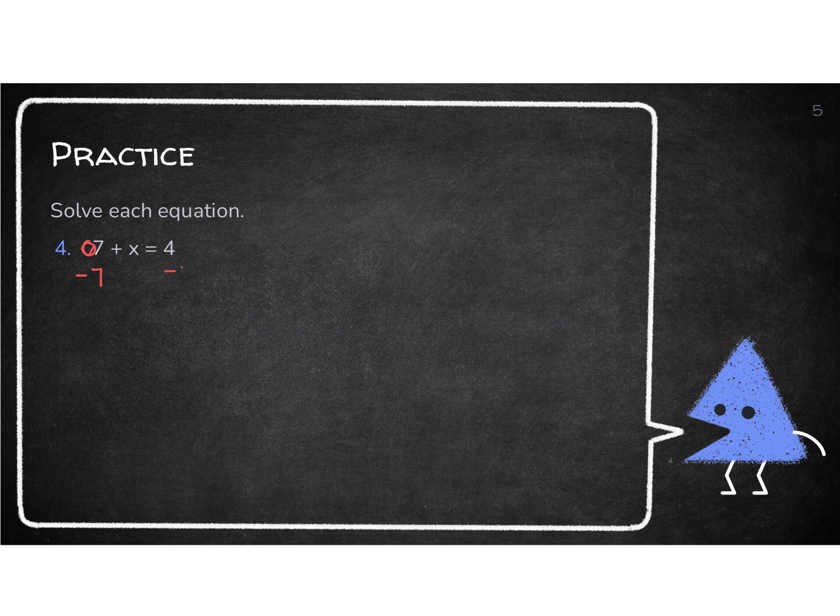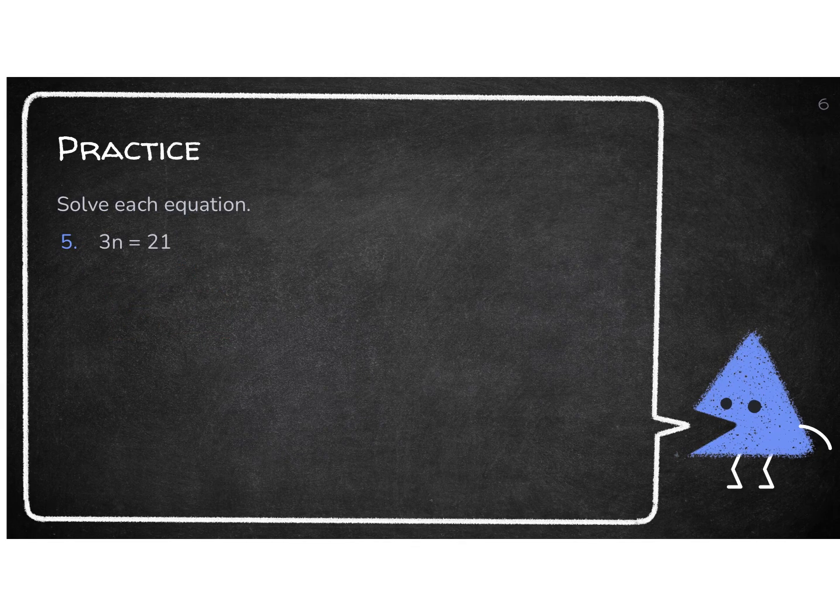What you do to one side, you have to do to the other. So these are going to cancel each other out, and I'm going to be left with x is going to equal, this is like saying 4 plus negative 7 or 4 minus 7, whichever way you want to do it. When I plug that into my calculator, I get negative 3. I then ask myself, is the variable alone? It is, so that's my answer, and I'm done.